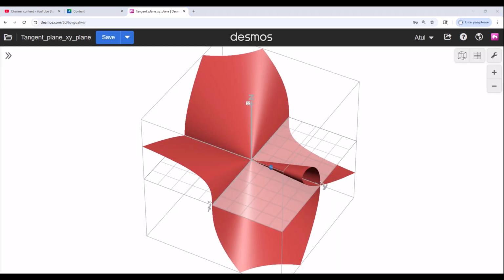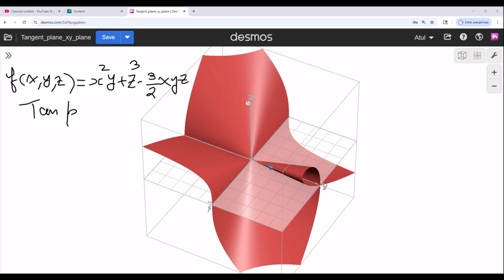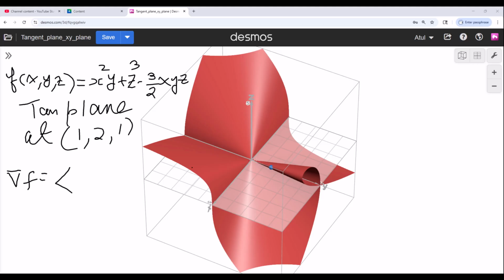Just go ahead and calculate it in a different manner. So this time I'm taking small f of xyz, and that is, as we had, x squared y plus z cubed minus 3 over 2, and we will get the tangent plane at 1, 2, 1. So what we are going to do here is calculate the gradient of f.